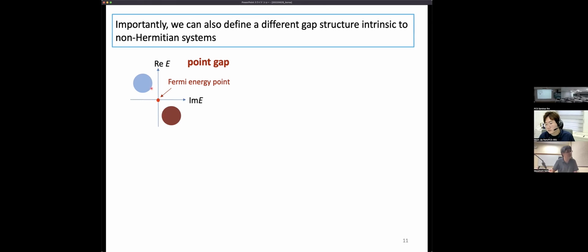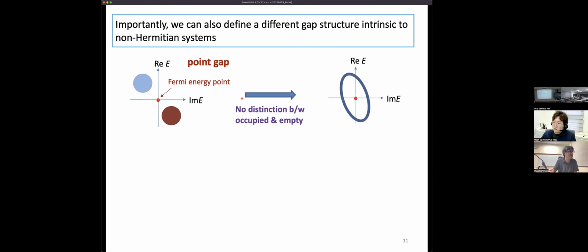Even in this case, we can say the system has a gap because there is no overlap between the eigenstate and the Fermi energy point. We say that this is a point gap. Interestingly, in this case, there is no distinction between the occupied and the empty states. So we can consider this situation: even here, we can say that the system has a gap because there is no overlap between the eigenstate and the reference point.